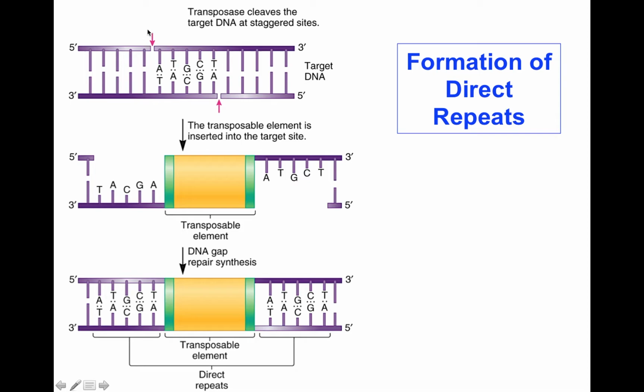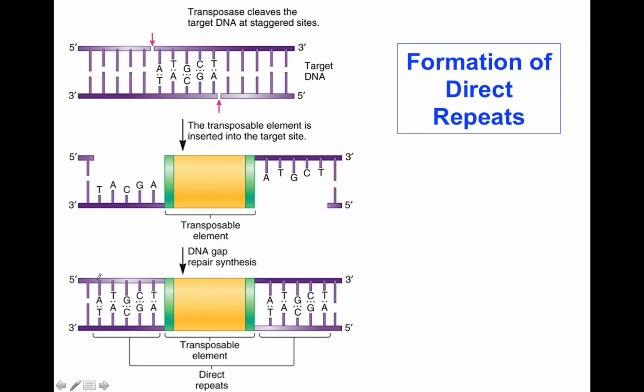Here is an example of transposition that's a little more up close. So initially, transposase cuts the DNA at the target site, a random spot in the genome. Here the sequence is ATGCT, cuts on either side of this certain number of base pairs. Then the transposable element is inserted into the target site, and then you have DNA synthesis to fill in this gap here.